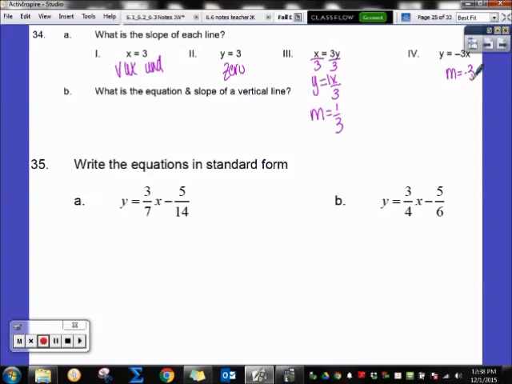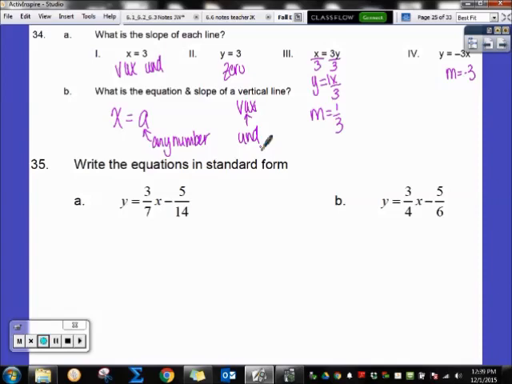On B, the equation and slope of a vertical line. So vertical, I immediately think of vux. So I know that the equation is going to be x equals, and you could say x equals a because a is any number. And the slope is going to be undefined.